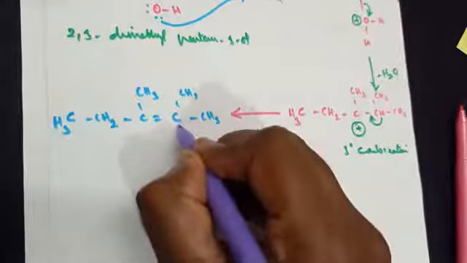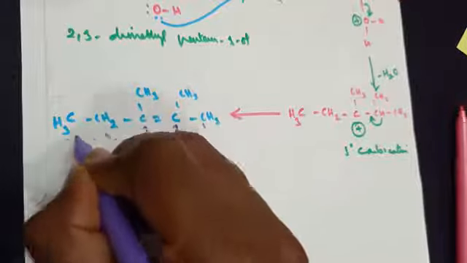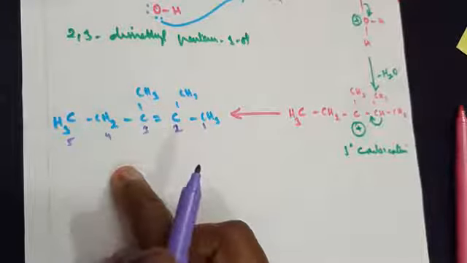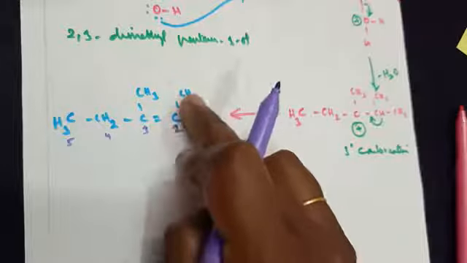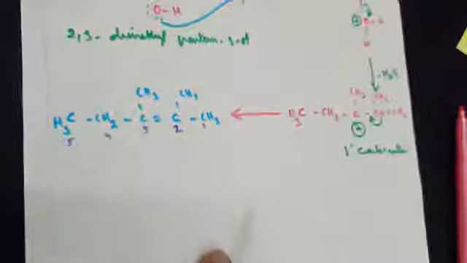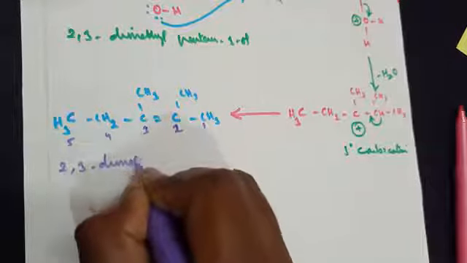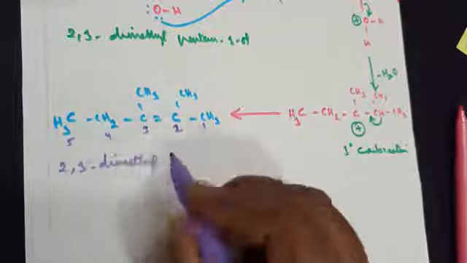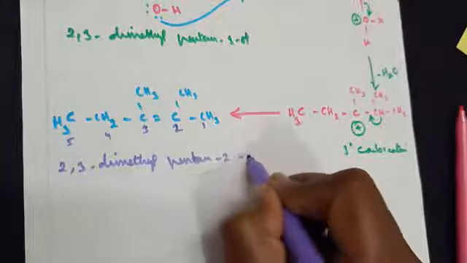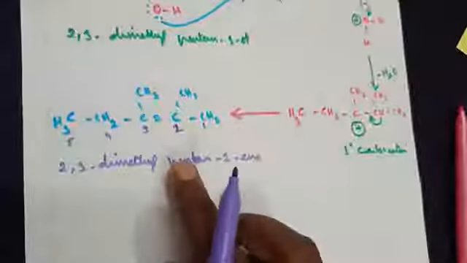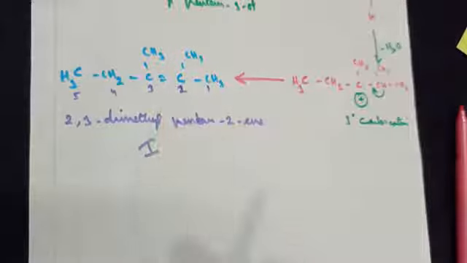Let's write the name of it. 1, 2, 3, 4 and 5. So what will be the name of this compound? After the second carbon you've got a double bond. The second carbon has one substitution and the third carbon has one substitution. So you will write 2,3-dimethyl, because 5 carbons are there, pent, and 2-ene, because after the second carbon you've got a double bond. This is one product. Let's name it Roman numeral I. One alkene product is formed.